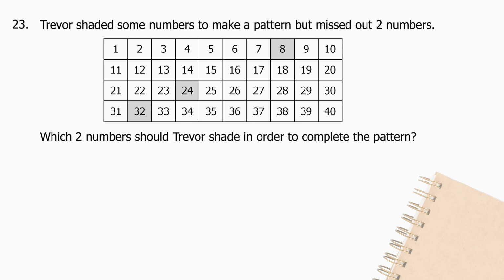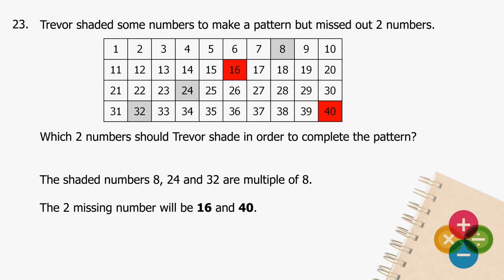Question 23. Trevor shaded some numbers to make a pattern, but missed out 2 numbers. Which 2 numbers should Trevor shade in order to complete the pattern? The shaded numbers 8, 24, and 32 are multiples of 8. The 2 missing numbers will be 16 and 40.